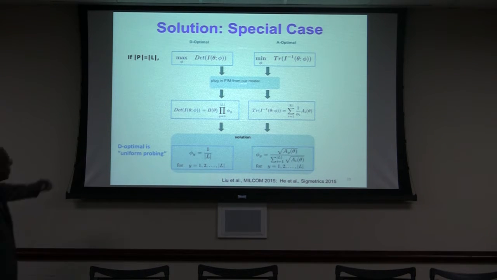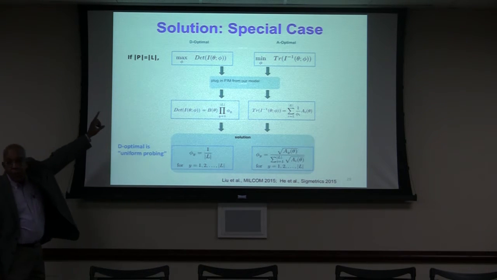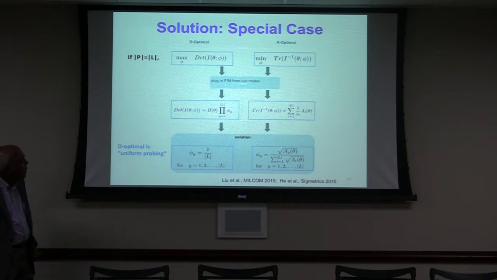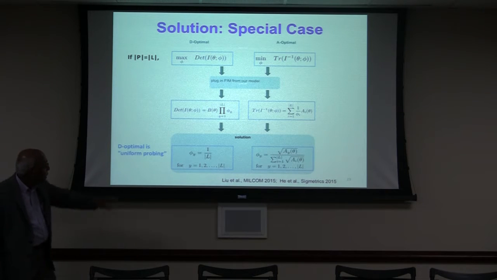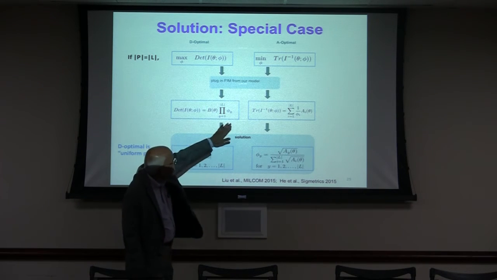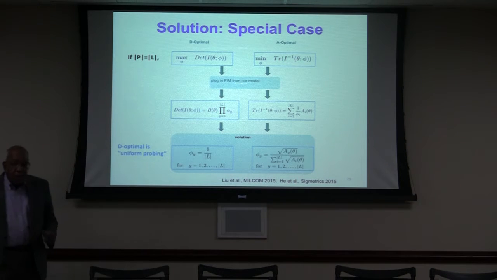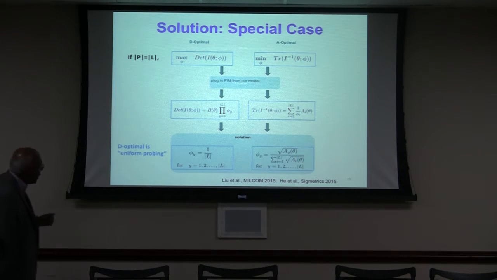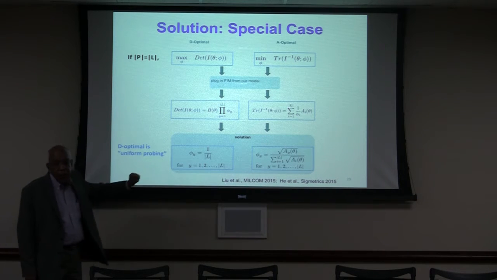So this is a square case where the number of paths equals the number of links, and of course I'm assuming that my measurements are invertible to begin with. And we know how to do that, what we said so far. Okay, so in this case, I can write explicit expressions for the determinant of the Fisher information matrix and for the trace of the Cramér-Rao bound. And then I can find out what the optimal allocation is.